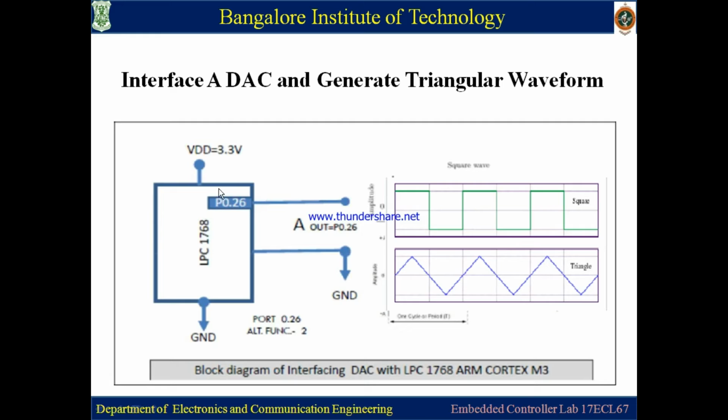Next experiment is to interface the internal DAC and generate triangular and square waveforms. So you are connecting the output of P0.26 to the oscilloscope on the kit. If you want to observe on the oscilloscope, we will show the output on the simulation. So we will show it in the peripheral or logic analyzer window on the simulation part.